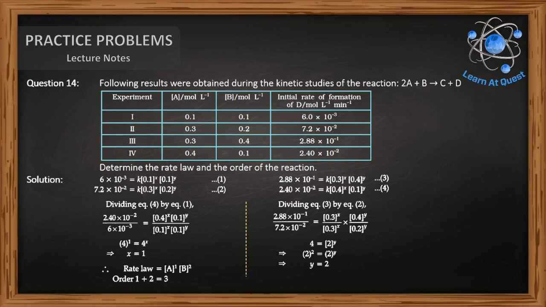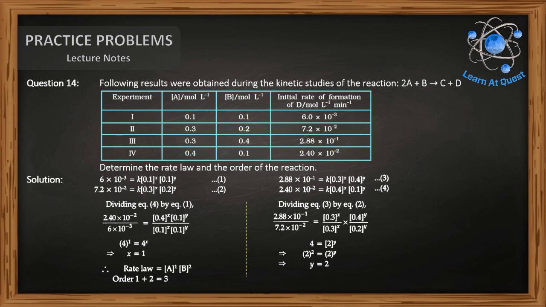Now here 4 experiments are given and the concentrations of the reactants A and B are given. We can express the rate law using the law of mass action as follows. Using the first experiment, we can write the rate of the reaction 6 multiplied by 10 raised to minus 3 equals K, which is the rate constant, multiplied by concentration of reactant A, which is 0.1 raised to X, concentration of reactant B, which is also 0.1 raised to Y. Let us name this equation as equation 1. We have considered X to be the order of reaction with respect to A and Y to be the order of reaction with respect to B.